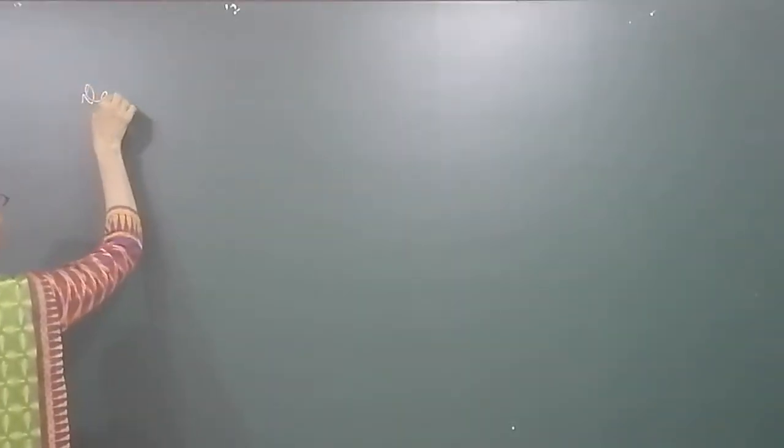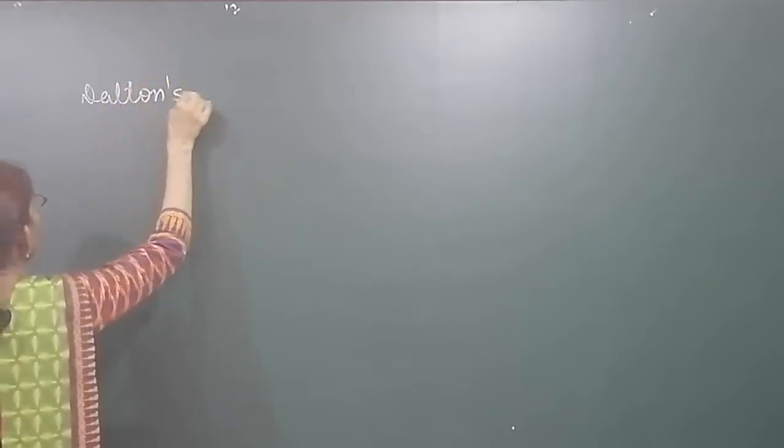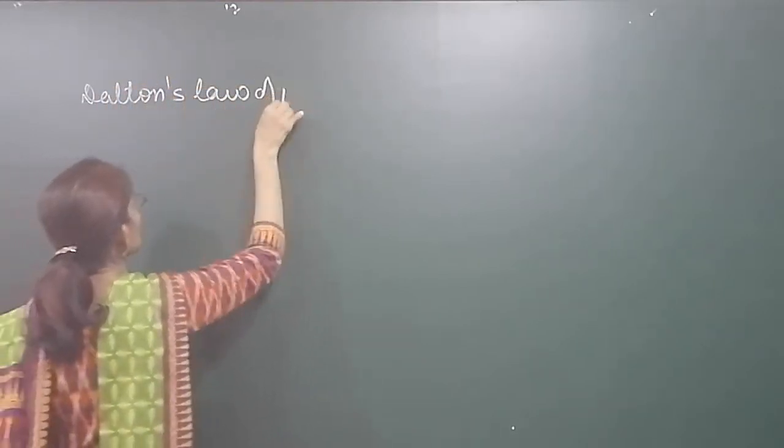Hello students, we were doing gaseous laws: Boyle's law, Charles' law, Gay-Lussac's law and Avogadro's law. We had completed them. We also derived the ideal gas equation PV = nRT. Now we will do one more law, that is called Dalton's law of partial pressure.